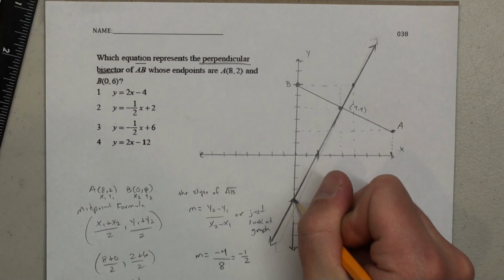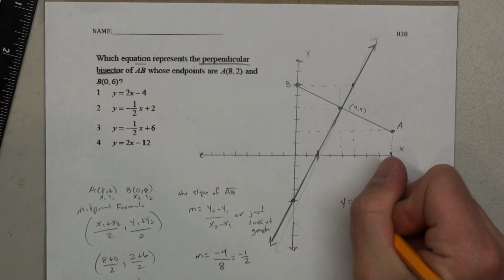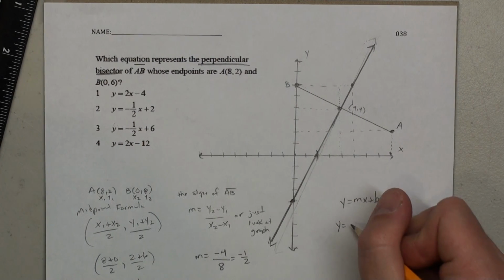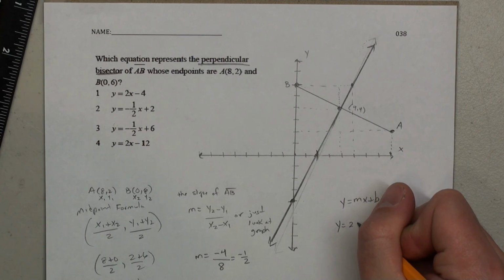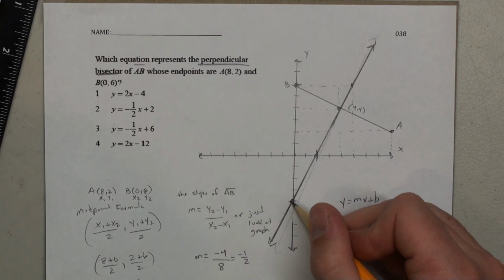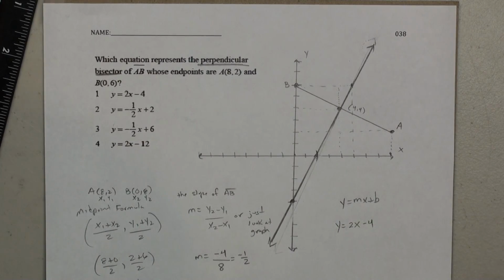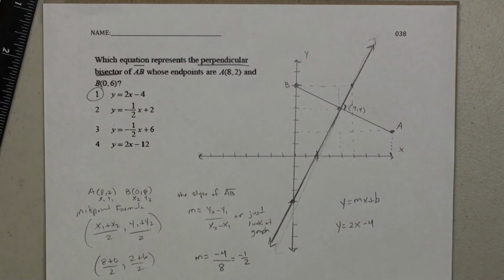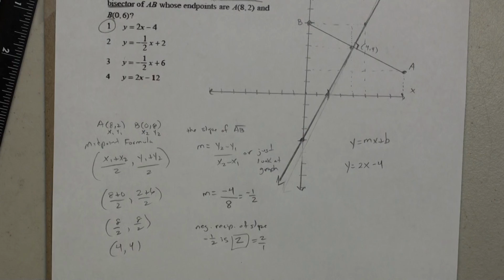So here's my y-intercept, right? y equals mx plus b. y equals, my slope is 2, so 2x, and my y-intercept is minus 4. Choice 1. Okay? There you go.